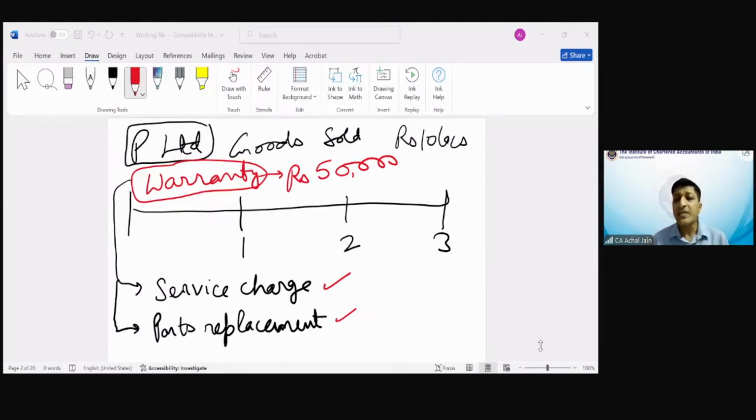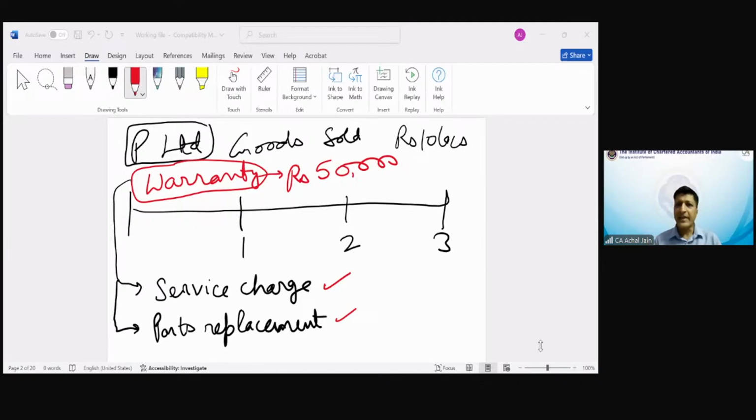In the given case, what was the past event? Sale of goods. That sale of goods is expecting to create an outflow of resources. If you believe that when you purchase something, that's a past event, there is expected to be an outflow of resources. So that's how you will have to analyze it. Every time, what do you check? The same things you check.